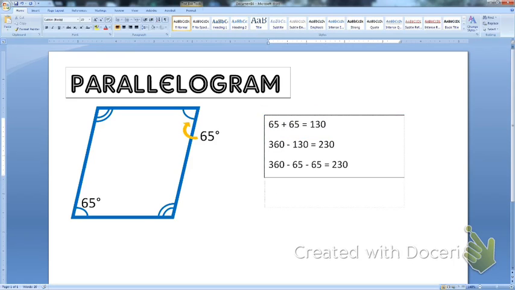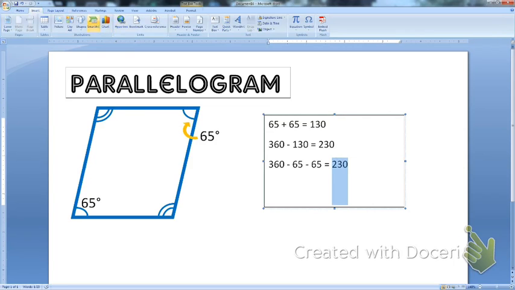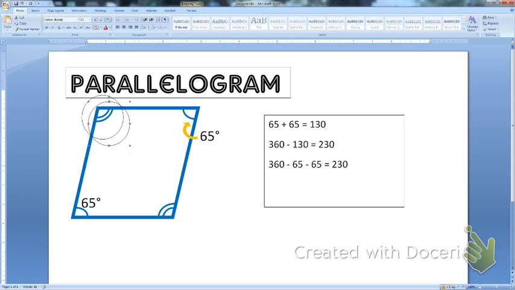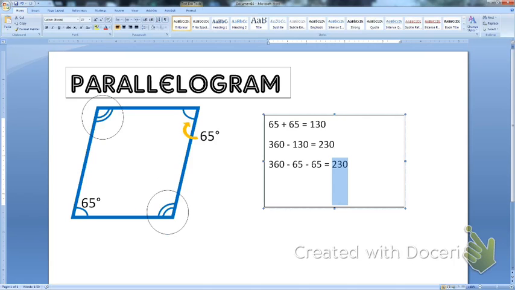Alright, so what we know right now is that these two angles, this one and this one, have to add up to what we have left. They have to add up to 230. They also have to be the same number. They have to match, just like our 65s match.